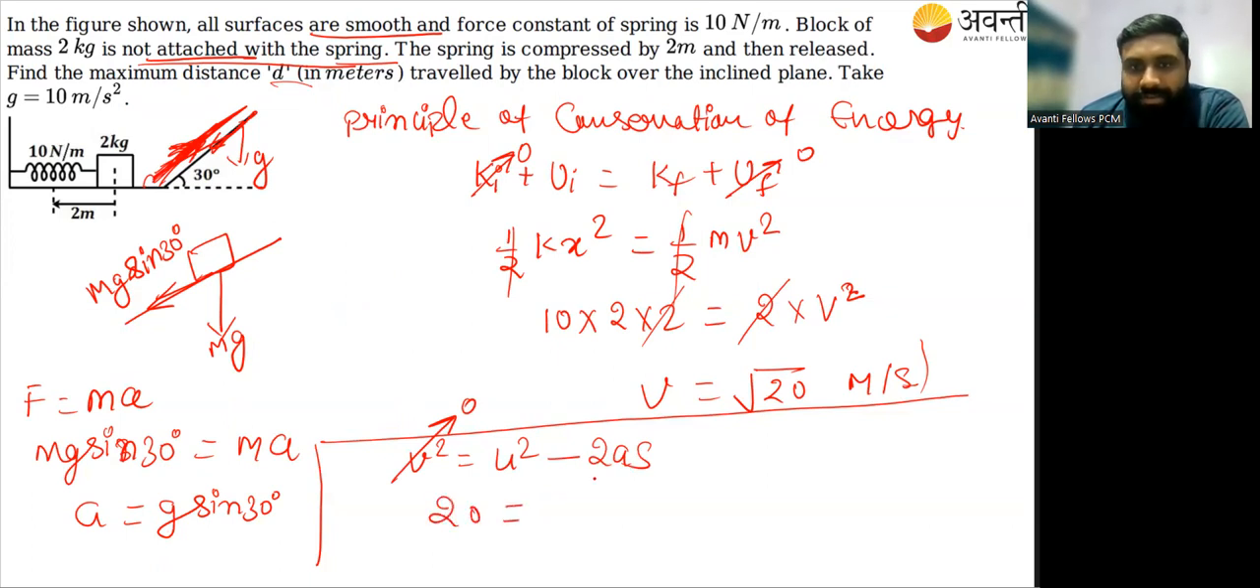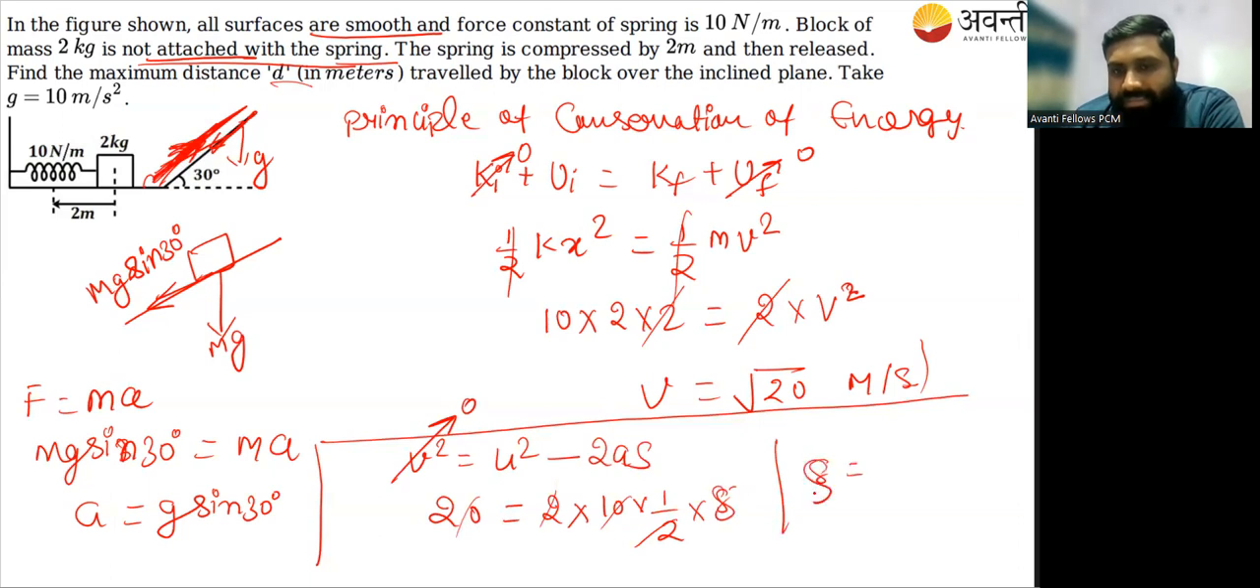Now you got why this is root 20. Equals 2 into acceleration, which is g sine 30. G is 10, sine 30 is 1 by 2. 2 and 2 will cancel out, 0 and 0 will cancel out. So S, the distance traveled, you will have as 2 meter here. This is the answer.